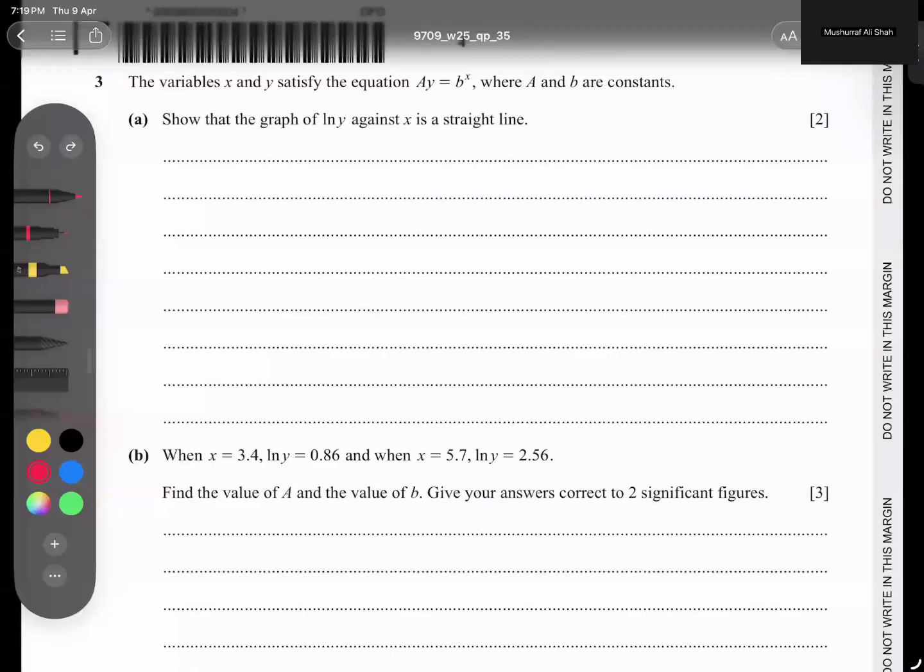Question number 3, students. Variables x and y satisfy this equation, and we need to show the graph of ln y against x. So ln y against x means along x we have this, and along y we have ln y. This is what the question is asking for. First of all, he's saying show the graph of ln y against this one. So how to do it? I will take the log of both sides. We have two logarithms, log and ln, and because he mentioned ln, I will take the natural logarithm. So ln of the left hand side and the right hand side.